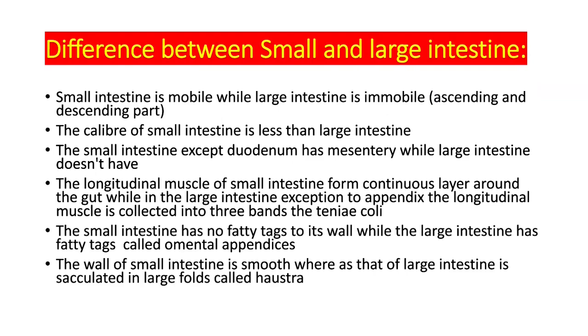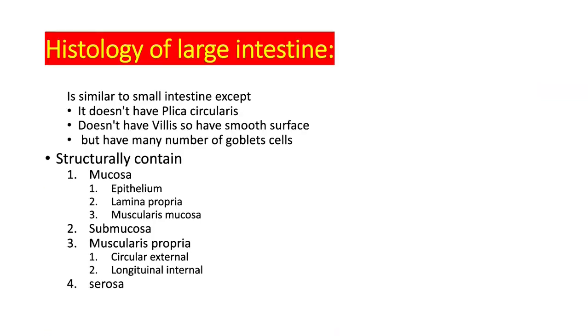with the exception of the appendix, the longitudinal muscle is collected in three bands called the taenia coli. The small intestine has no fatty tags on its wall, while the large intestine has fatty tags called omental appendices. The wall of the small intestine is smooth, whereas that of the large intestine is sacculated into large folds called haustra.